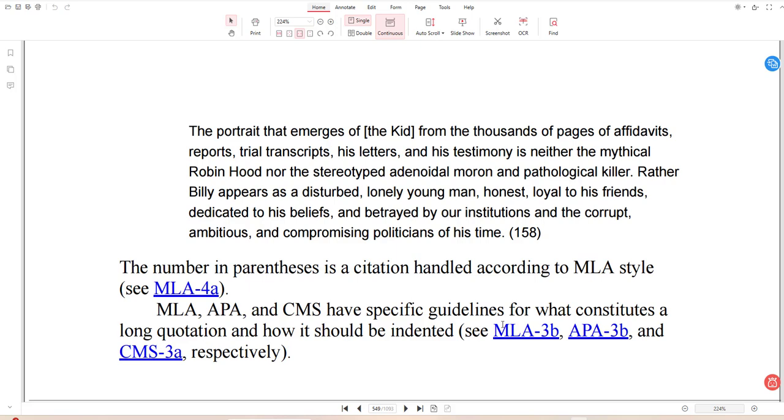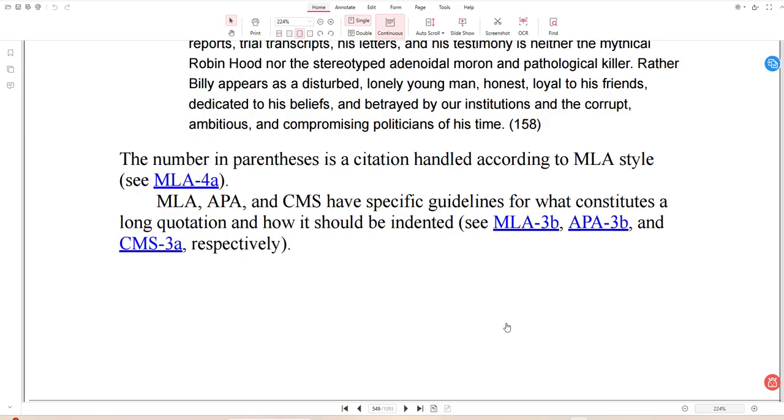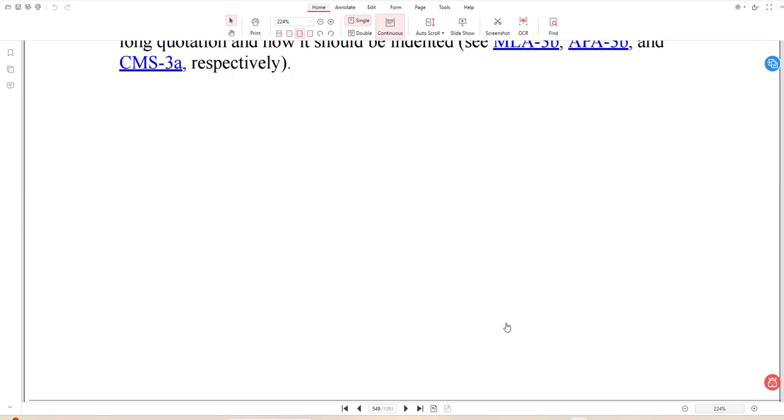The number in parentheses is a citation handled according to MLA style. And MLA, APA, and CMS all have different guidelines for what constitutes a long quotation.